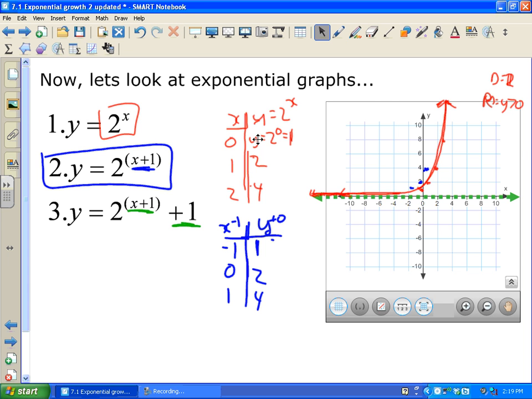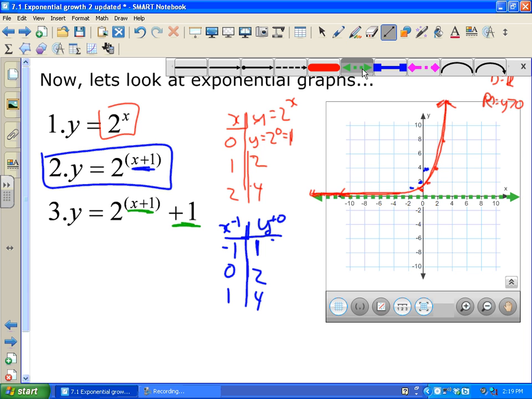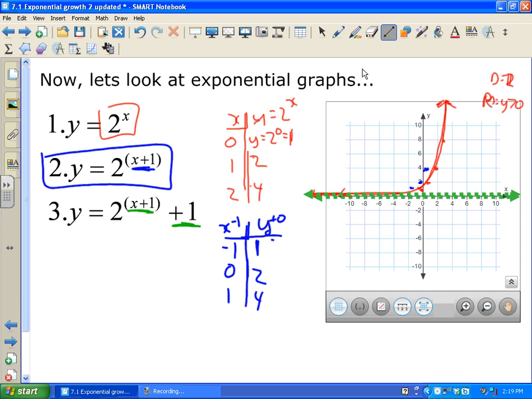My blue function, my asymptote is again at 0. It is just going to be my red graph shifted 1 unit to the left. Okay? And my domain and range for the blue graph, x is all real numbers, and y is greater than 0. Has to be bigger than the asymptote.